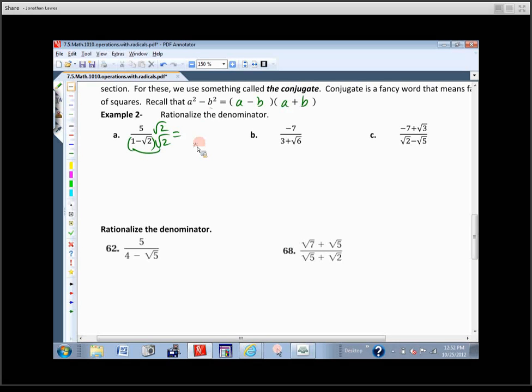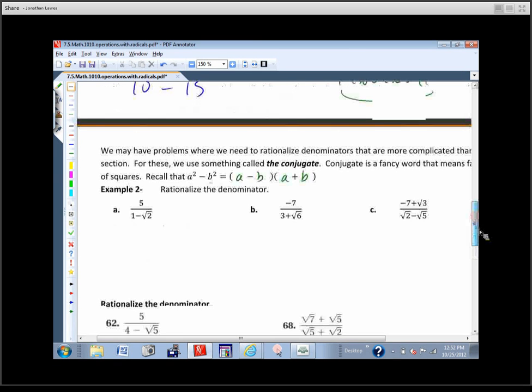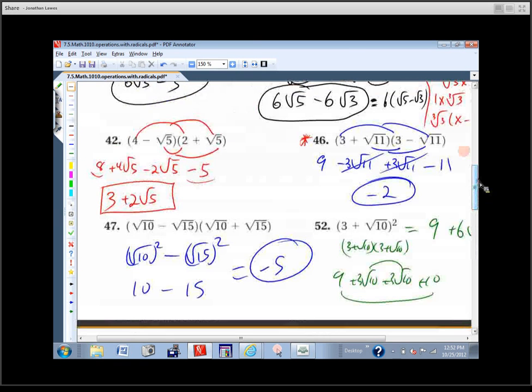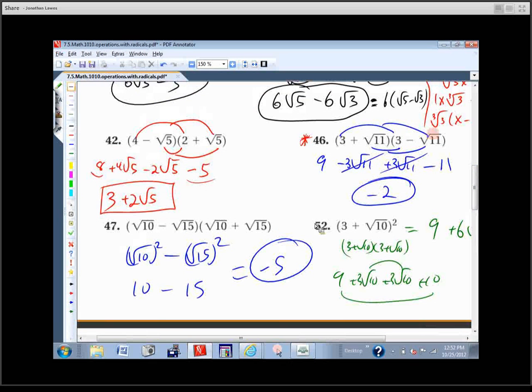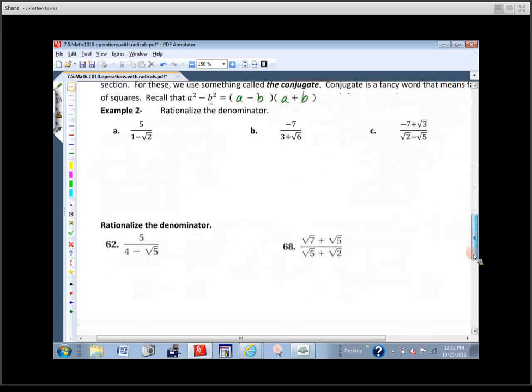So what I do is I take advantage of this idea that we showed on the previous page. If I multiply by its conjugate, like we did here and here, we go from an ugly problem with a bunch of radical numbers to a plain old integer, a nice rational number. So here's what we're going to do. If the denominator is 1 minus radical 2, we're going to multiply by its conjugate, and its conjugate is 1 plus radical 2. So I multiply the top and bottom by 1 plus radical 2.